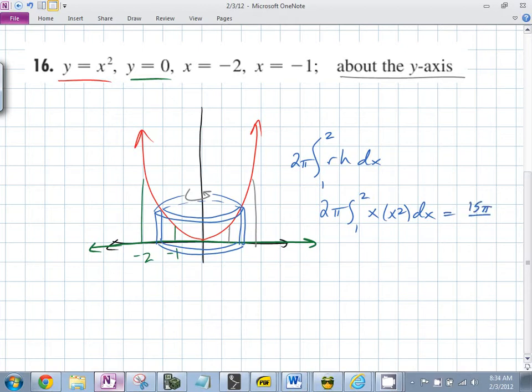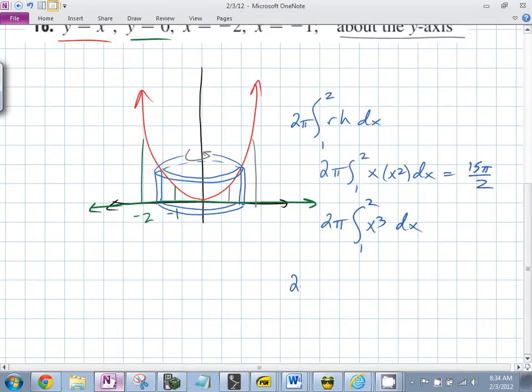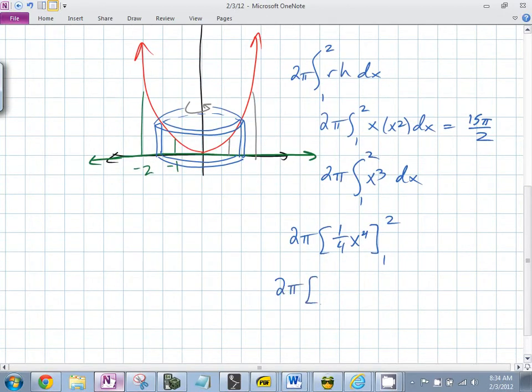Well, yeah, if you do this out, let's try it. Let's see what happens. It's going to be the integral of x cubed from 1 to 2 dx. So it's going to be 2 pi times 1/4 x to the 4th from 1 to 2. So that's going to be 2 pi times 2 to the 4th is what? 16 over 4 minus 1 over 4. So yeah, that's going to be 15 over 2 pi right there.